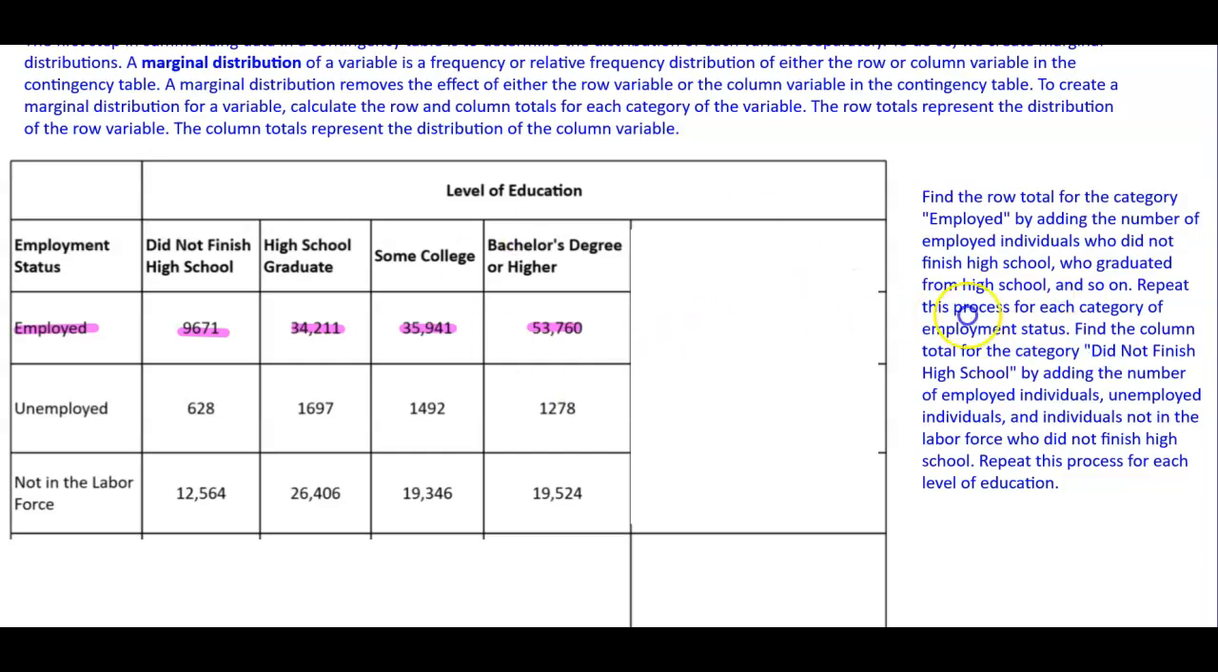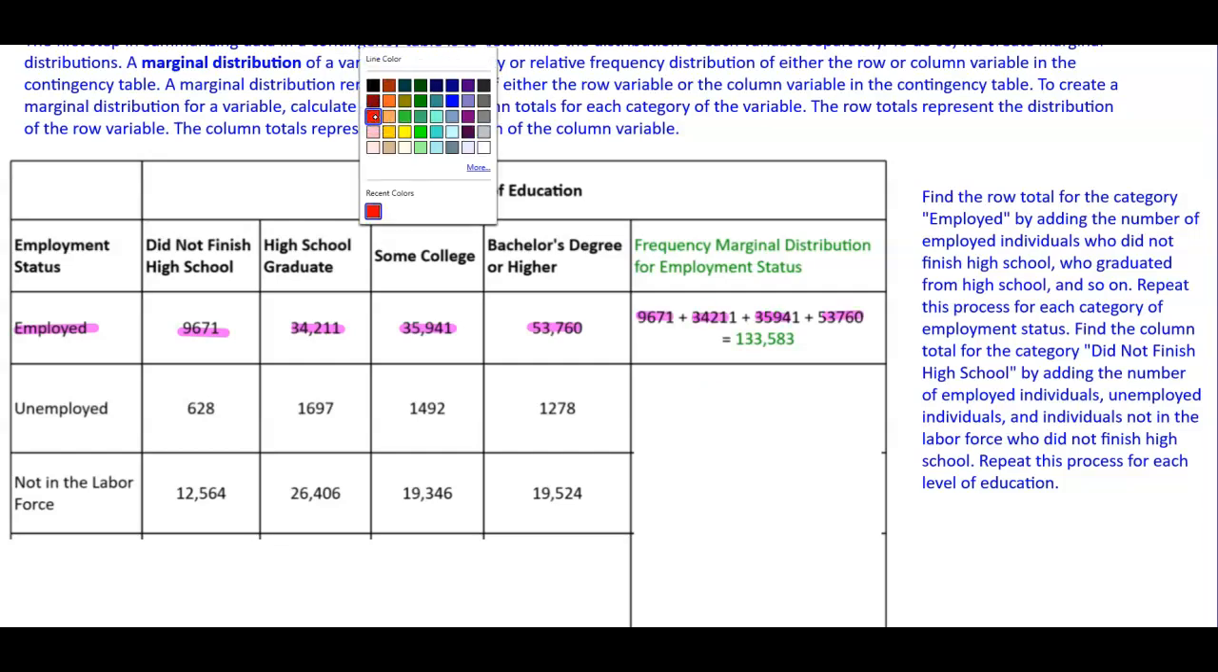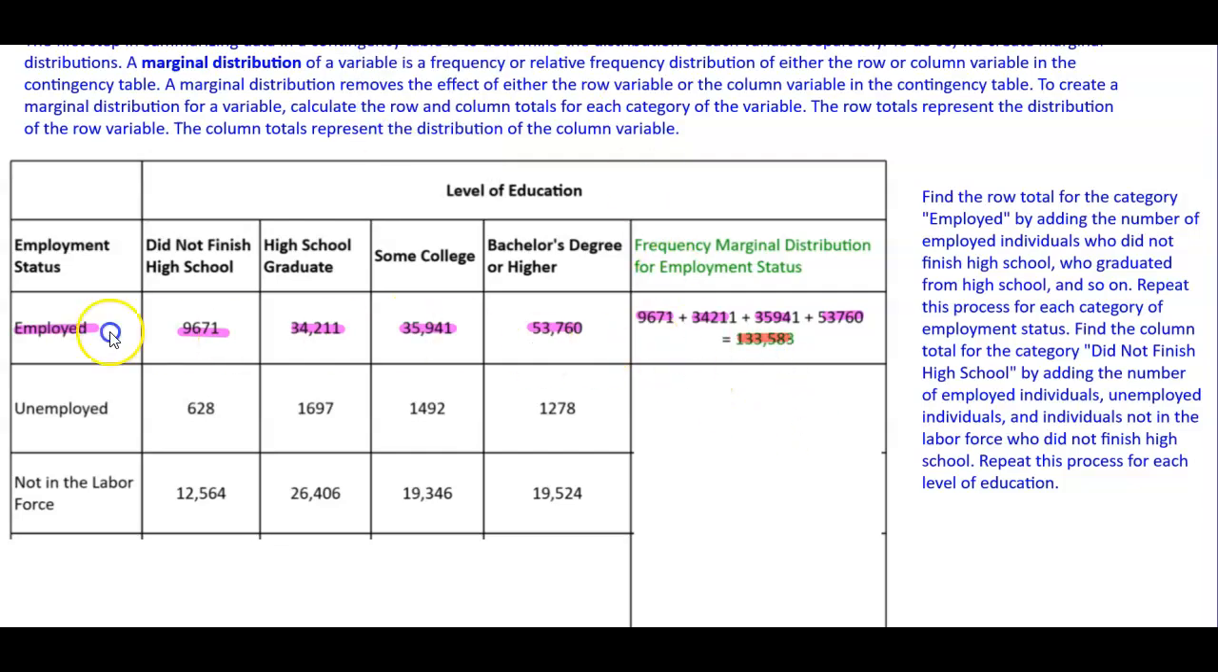And so then we're going to get this last column that represents the frequency marginal distribution for employment status. So we're going to take each one of these values, and when we add them together, it's going to give us a total of 133,583 for the first row, which represents the employed. So again, here we can see that. Now we're going to repeat the process for each category of the employment status.